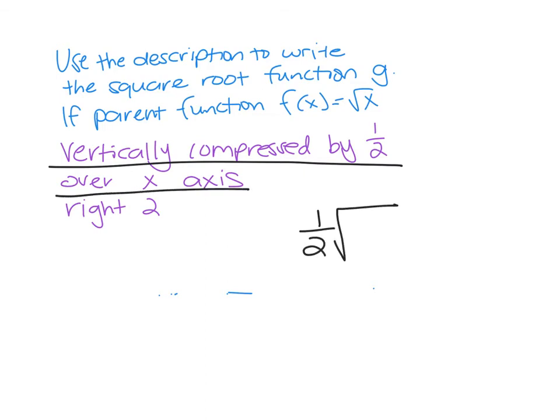Over the x means it's flipped upside down, so this would be negative. And right 2 would mean I'd subtract 2 underneath the square root. So those are the only 2 things you'll be responsible for within 5-7, is describing it if you're given the equation, and then if you're given words to describe or to write the actual equation.